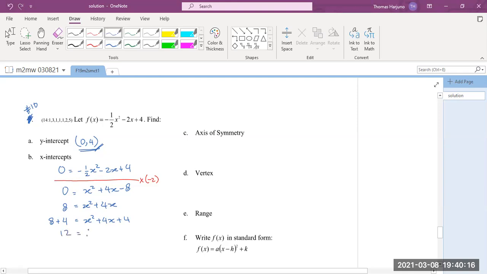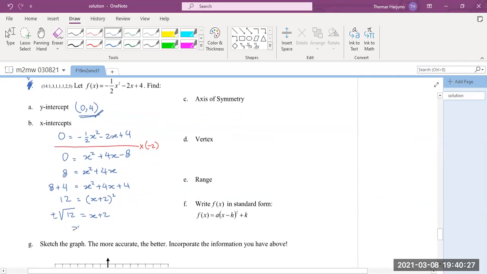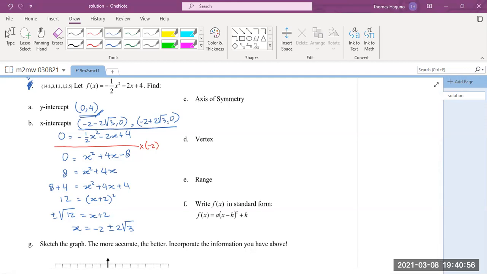So 12 equals (x plus 2) squared. So plus or minus the square root of 12 equals x plus 2. So x is equal to negative 2 plus or minus 2 square root of 3. Okay, but the x-intercept has to be in coordinate form. Negative 2 minus 2 radical 3 comma 0, and negative 2 plus 2 radical 3 comma 0. Okay, so on Wednesday we will continue working on this graphing.